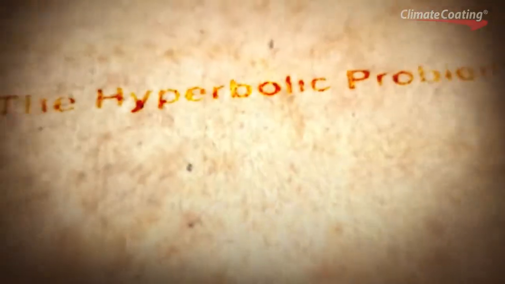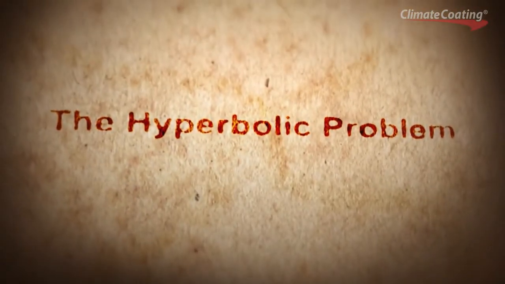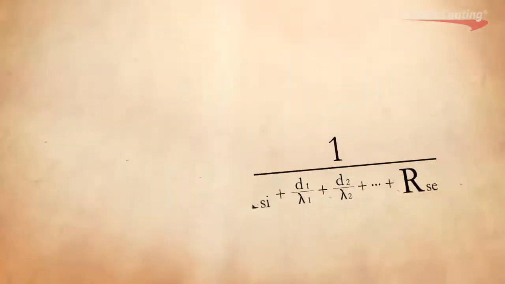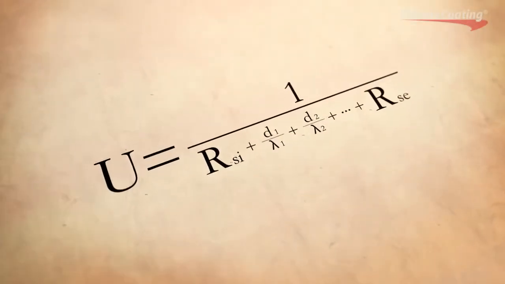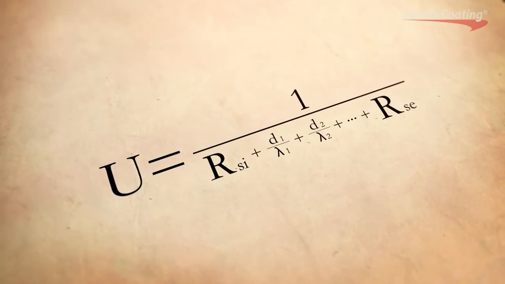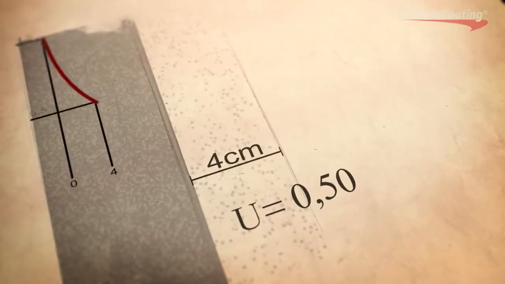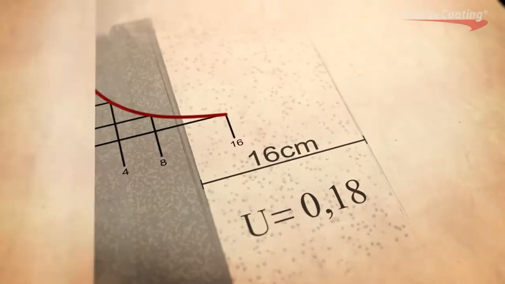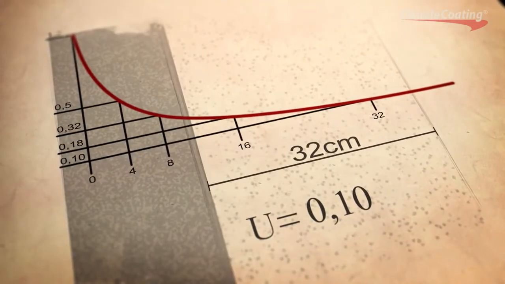However, this model has a problem, the so-called hyperbolic problem. Because the U-value is, as we all know, a mathematical formula. In the case of insulation of a building, an insulation value improvement by 100% does not lead to a U-value reduction by 50%. That's a mathematical law.